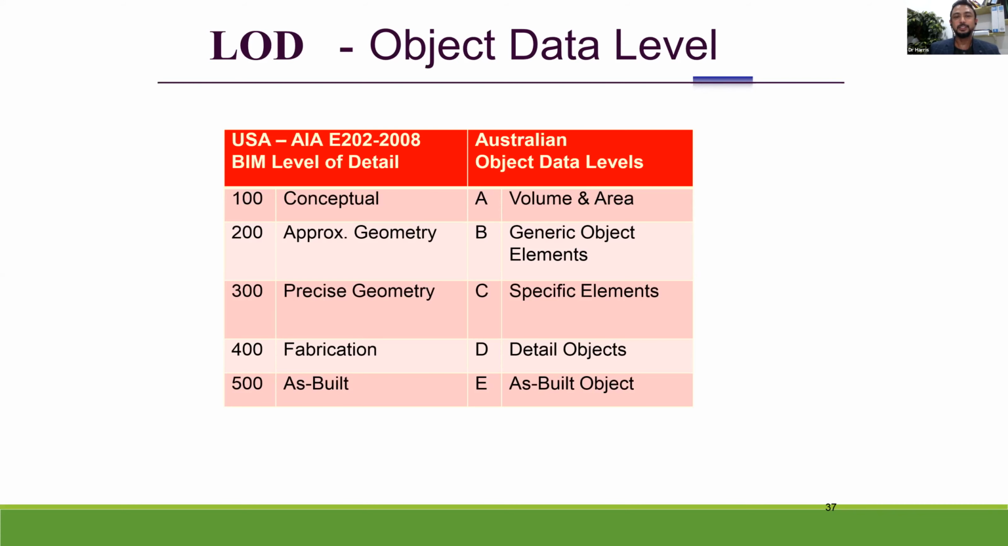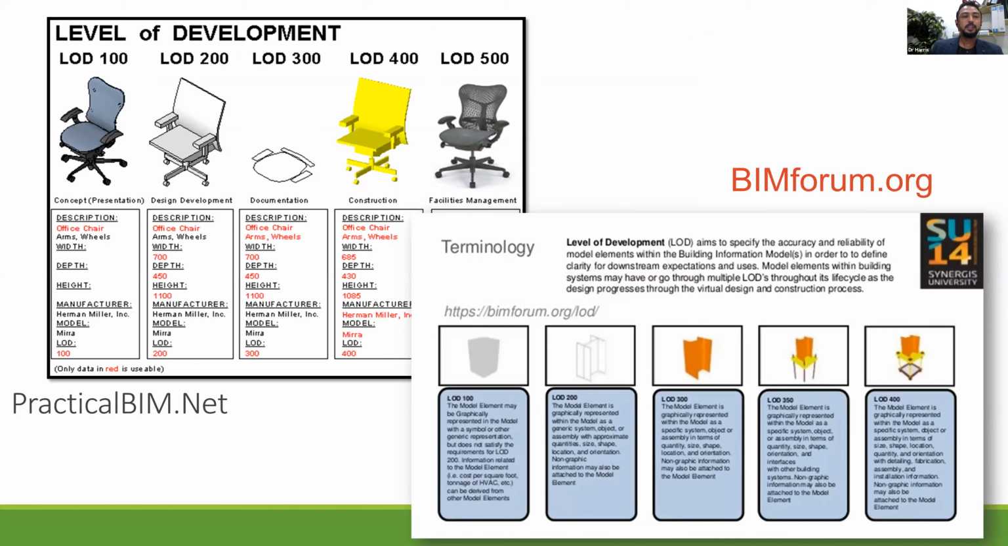And you can get also the similar thing in Australia, based on A, B, C, D, E, or you can get the LOD 100, 200 from the BIM Forum. Building Smart International Alliance have their own LOD definition. BSI have their own LOD definition. And this one, as you can see, is different. This LOD 300 is a 3D model, while this LOD 300 is flat, it's not a 3D model. That shows that LOD definition from different countries have a different definition.